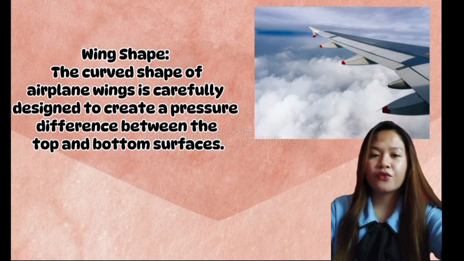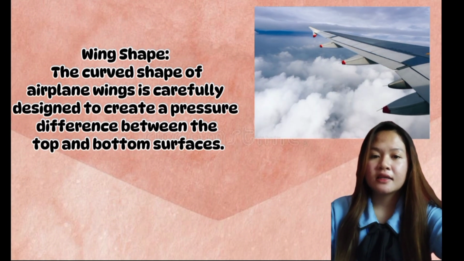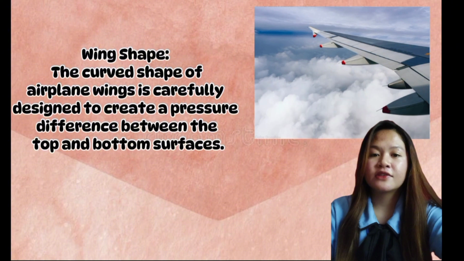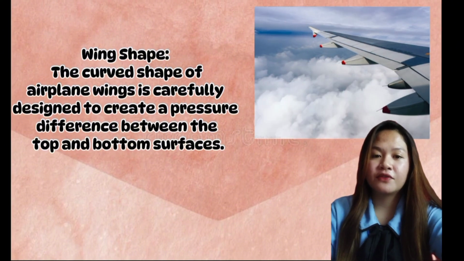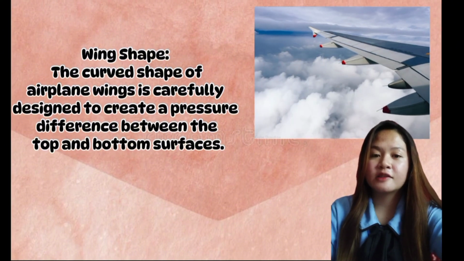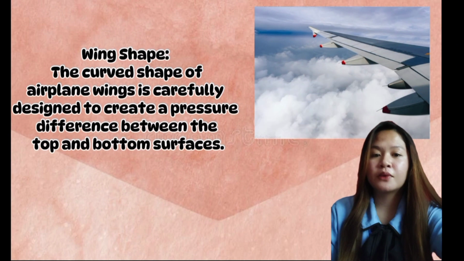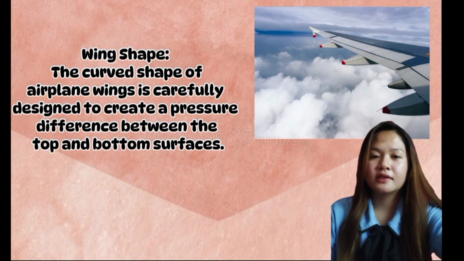As air flows over the wing, it has to travel a longer distance over the curved top surface than the straighter bottom surface. This causes the air to speed up over the top, creating a region of lower pressure. This pressure difference, known as lift, is what keeps the airplane aloft.